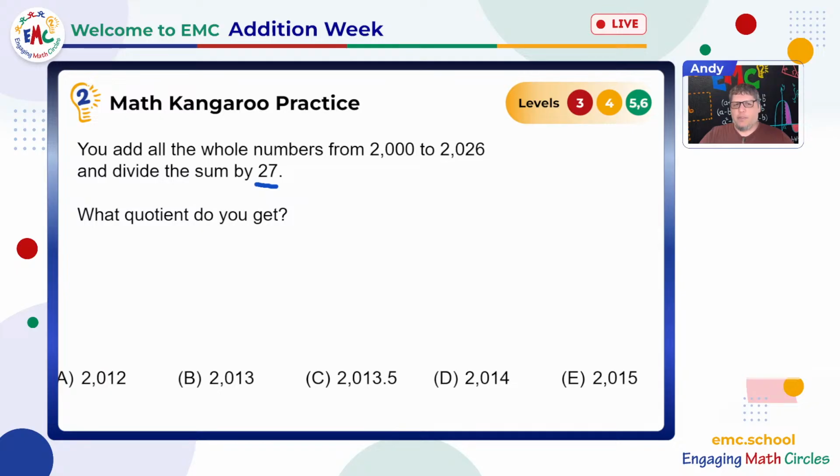Now, if you're doing a competition, do you have time to add up all of these numbers? 27 numbers, all really, really big? I know I sure don't have that much time on a competition. I'm trying to go fast. I'm trying to answer quickly. So how can I do that? How can I answer quickly?